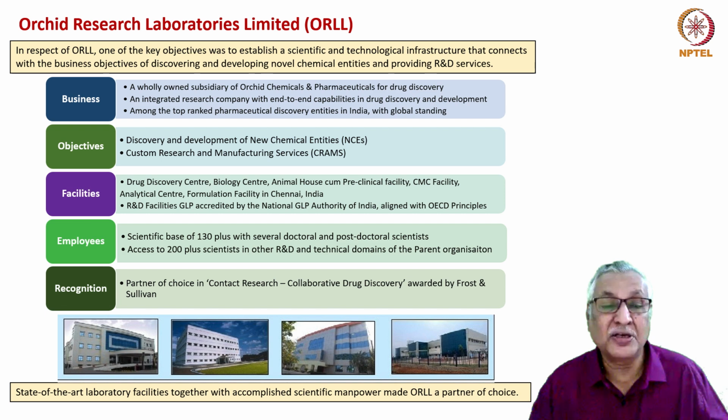It had a scientific base of 130 plus people with several doctoral and postdoctoral scientists and access to 200 plus scientists in other R&D and technical domains of the parent organization. The entity was recognized as the partner of choice in contract research collaborative drug discovery awarded by Frost and Sullivan. You can see the photographs of the state-of-the-art facilities that Orchid had. These facilities, together with the accomplished scientific manpower, made ORLL a partner of choice.